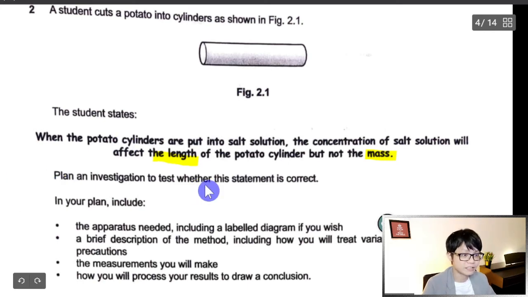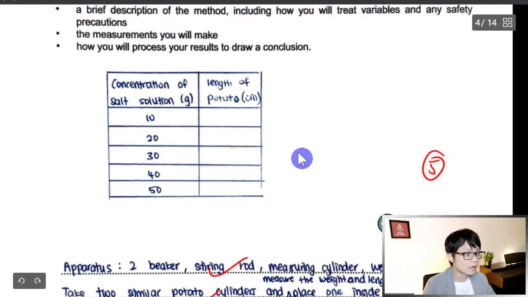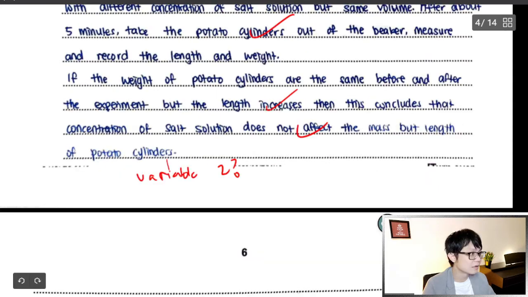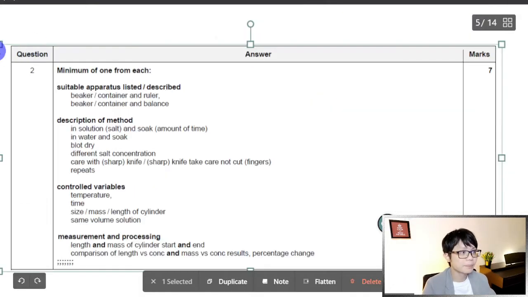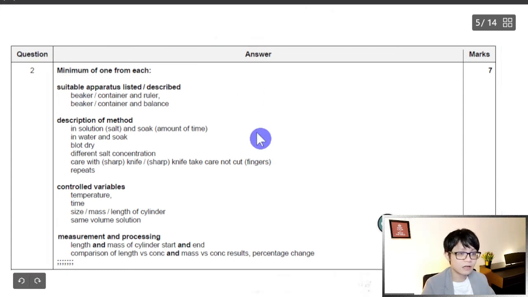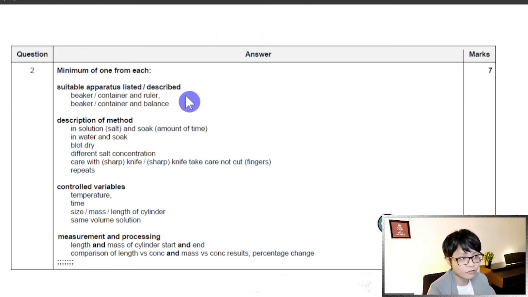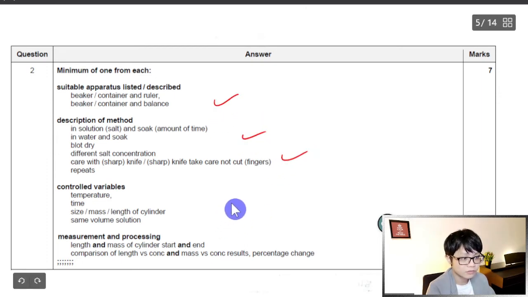Plan an investigation to test whether this statement is correct. So before I mark this, let me copy the marking scheme, so at least you know how the marks are given for this paper. So this question consists of 7 marks. So probably this will be 1 mark, 2 marks, or here also can be 2 marks because minimum of 1 each. So usually this one 1, this one 2, this one could be 2, this one 1 or 2. Usually something like this.